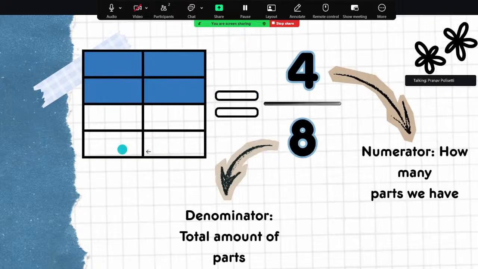So in total we have eight pieces, and in order to represent it as a fraction, we take the total amount of pieces, which is eight here, and put it on the bottom of the line. And then on the top, we put how many parts we have. So here I colored four of them because we have four of those parts. So that's called the numerator, and then the denominator is the total amount of parts. So 4 divided by 8 is the fraction that represents the shaded part of this shape.